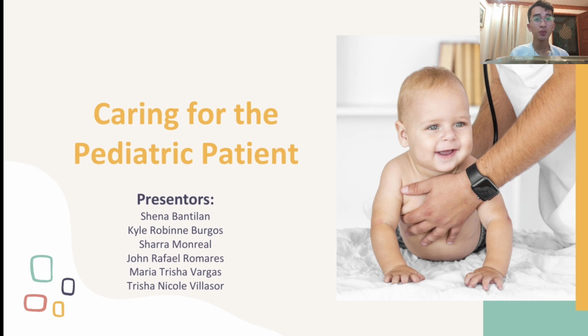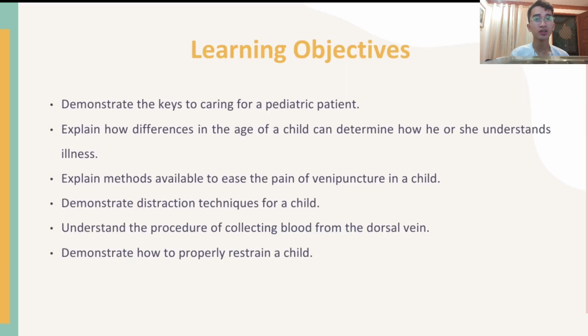So, this time, we will discuss caring for the pediatric patient. The intended learning outcomes are: first, demonstrate the care for a pediatric patient. Second, explain how differences in the age of a child can determine how he or she understands illness. Third, explain methods available to ease the pain of venipuncture in a child. Fourth, demonstrate distraction techniques for a child. Fifth, understand the procedure for collecting blood from the dorsal vein. Sixth, demonstrate how to properly restrain a child.